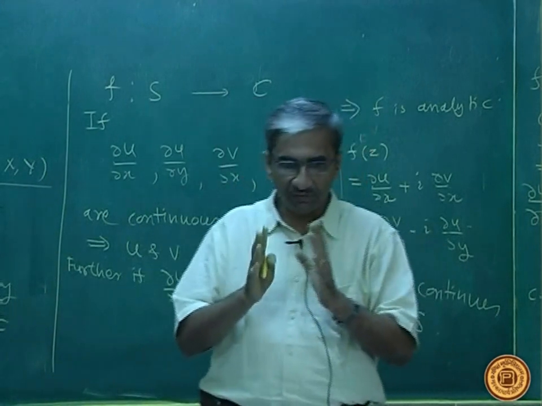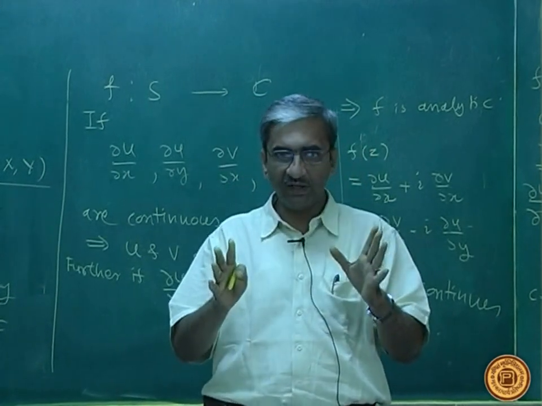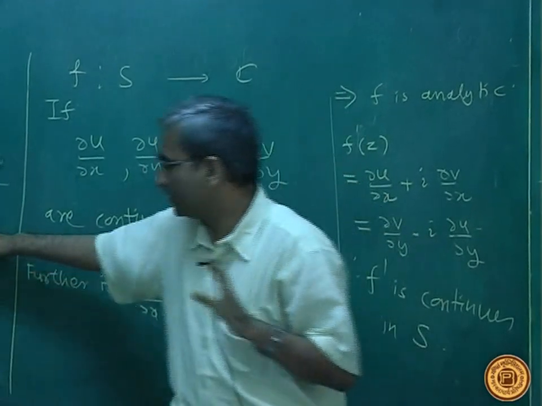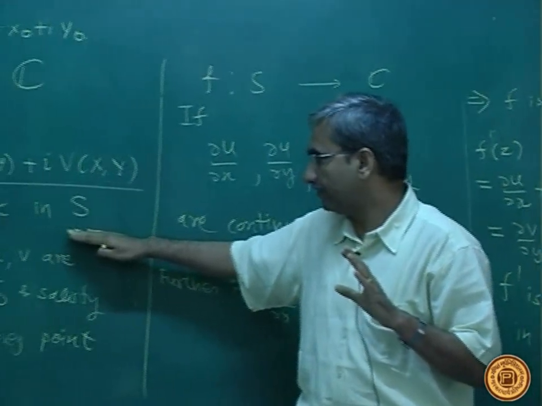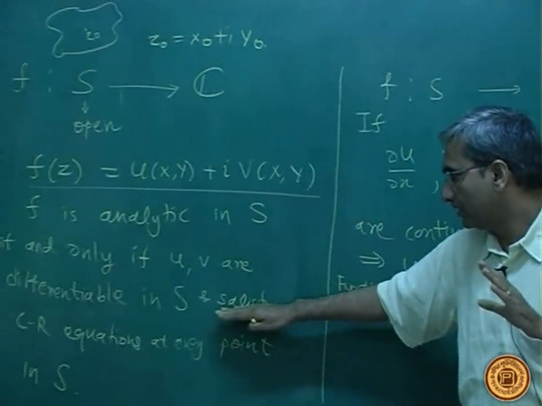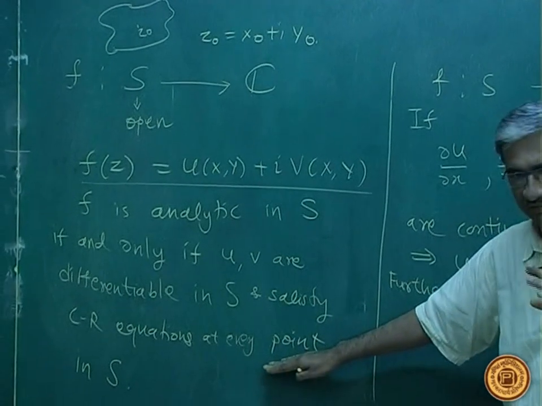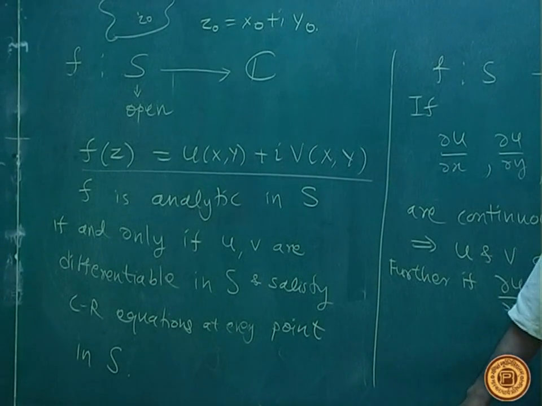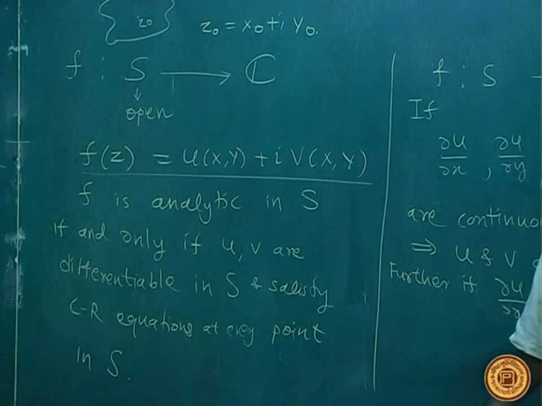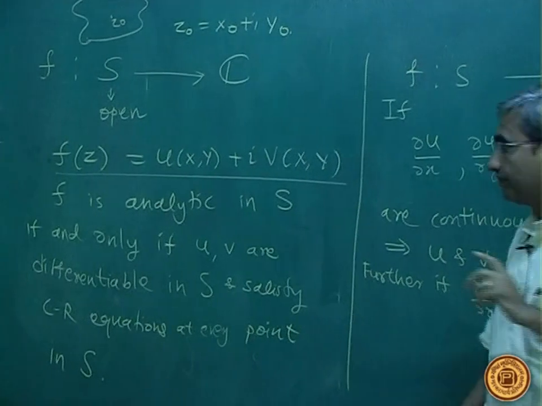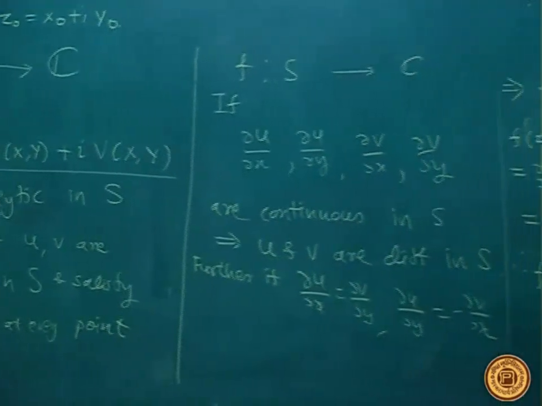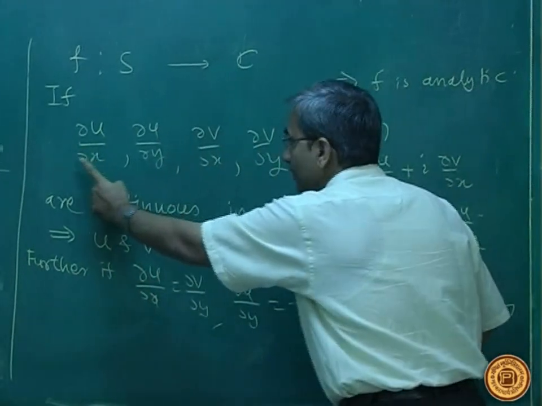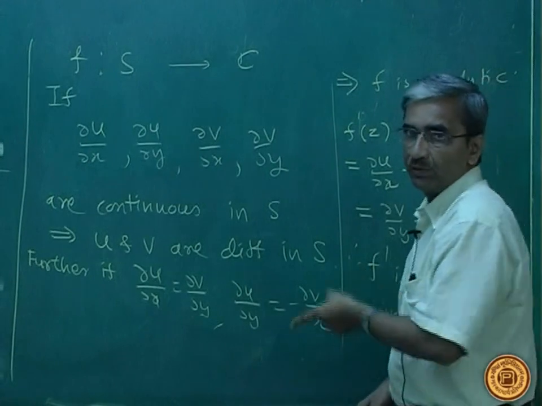So now listen to this statement carefully. Analyticity of f is equivalent to differentiability of u and v and Cauchy-Riemann equations. One statement which I have written here: analytic in S if and only if u and v are differentiable and satisfy Cauchy-Riemann equations. Whereas analyticity of f plus continuity of f dash, f dash continuous, is equivalent to what? Continuity of the first order partial derivatives and Cauchy-Riemann equations.